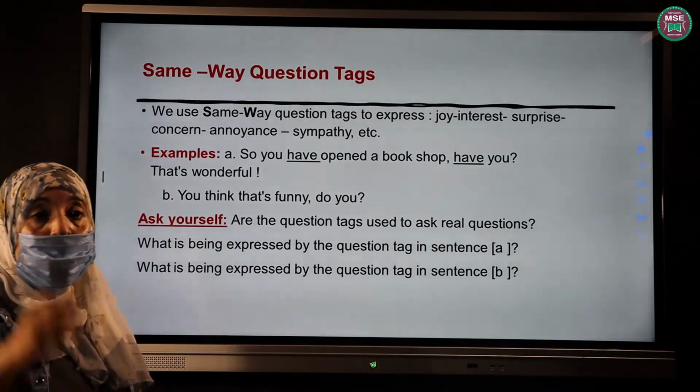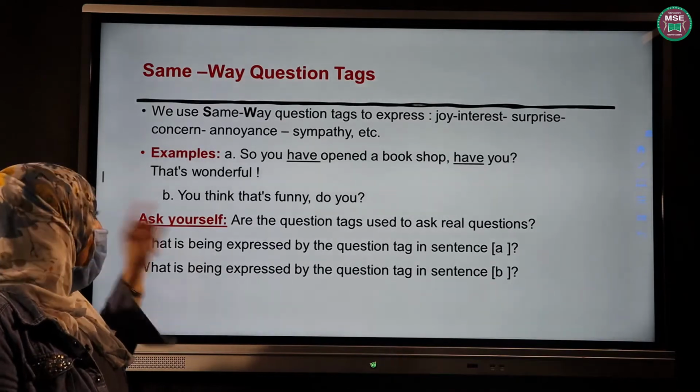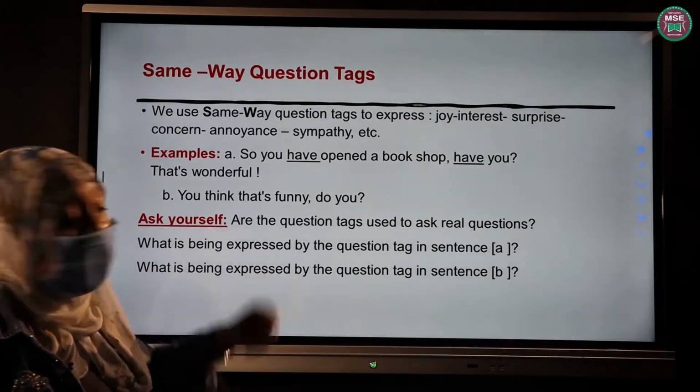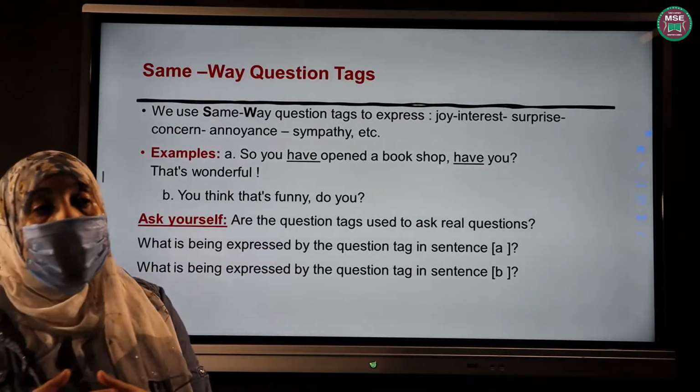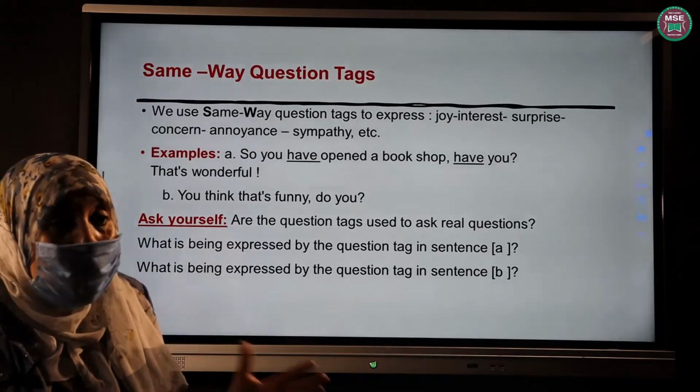Ask yourself a question here. Are the question tags used to ask real questions? When we use the question tags, we use them to ask real questions.